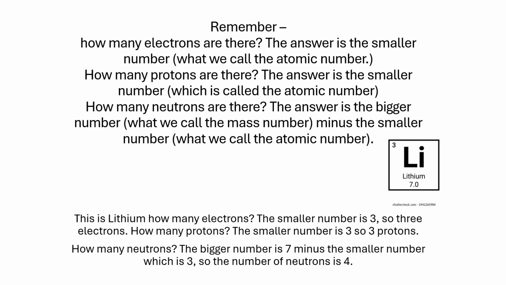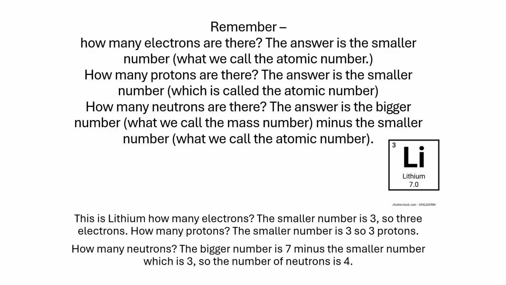How many protons are there? Again, find the element in the periodic table. The answer is the smaller number, which, as we said before, is the atomic number. So how many protons are there? Look there, find the smaller number of the two, and that is your answer. Always the smaller number. Electrons, the smaller number. Protons, the smaller number.